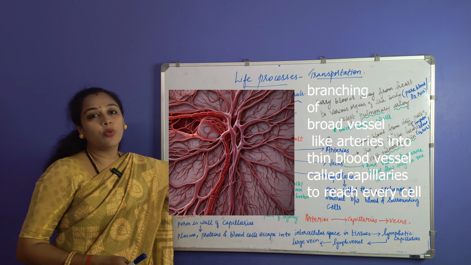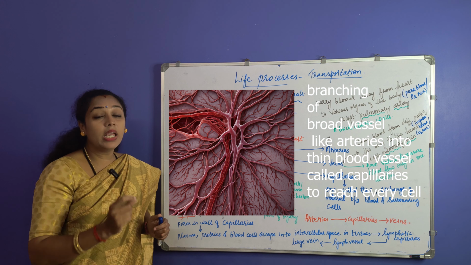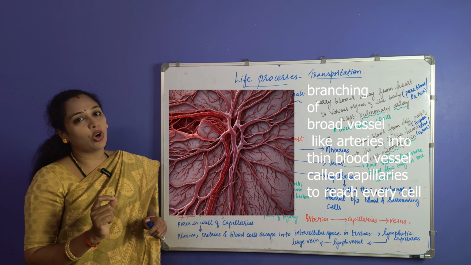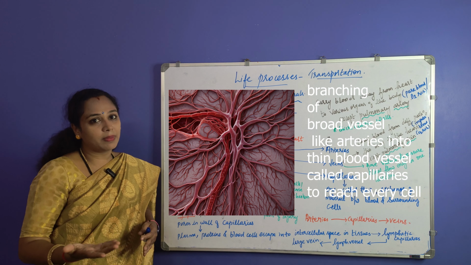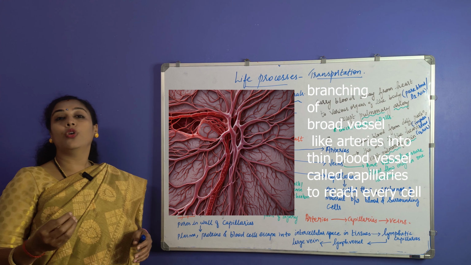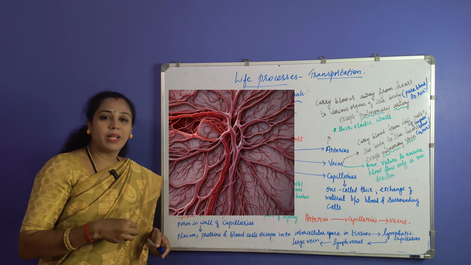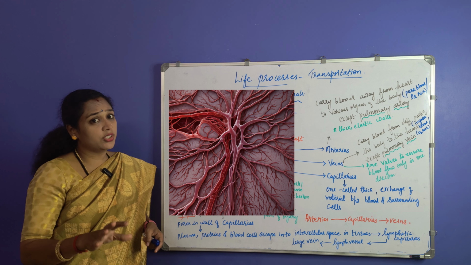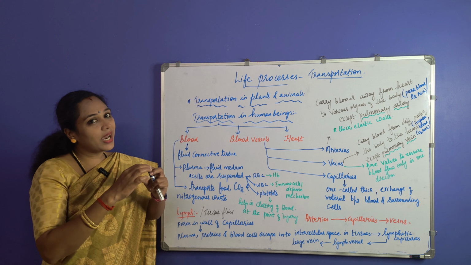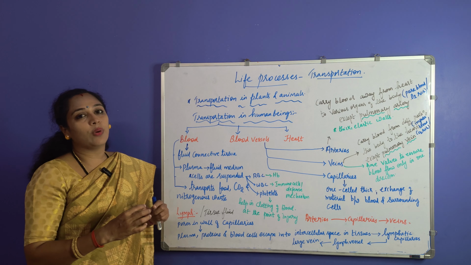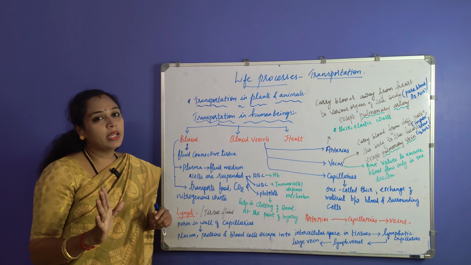So next is about the veins. What is the role of the veins? Veins carry impure blood, otherwise called deoxygenated blood, or blood more rich in carbon dioxide. This is the role of the vein, and the veins are narrower compared to arteries. They are narrower, thin blood vessels, and these carry impure blood.